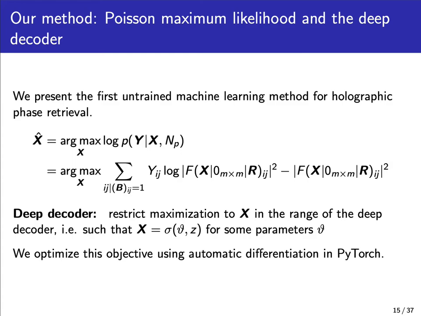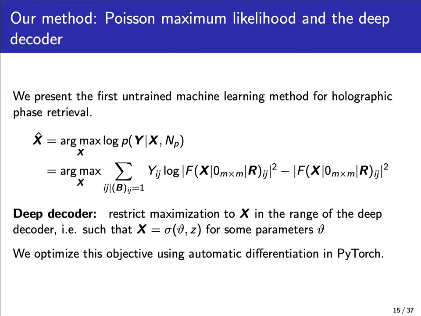So this brings us to our primary method, which is Poisson maximum likelihood combined with the deep decoder. So as in any maximum likelihood setting, we're going to maximize over the specimen X the probability of observing the magnitude measurements that we have. And in particular, we can write this out on the second line here for the case of the Poisson distribution on our measurements Y, and we're going to ignore any pixels which we don't measure due to the beam stop.